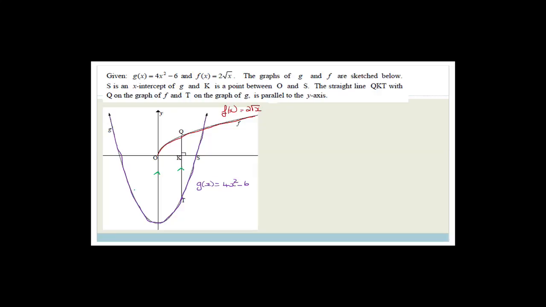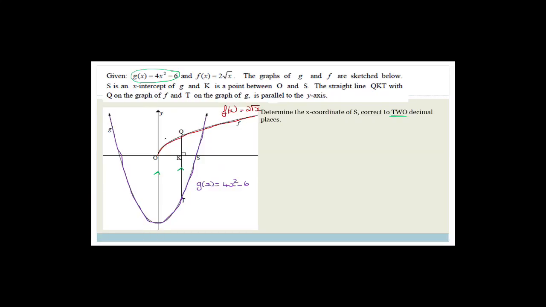Okay, now let's see what they ask us. First thing they say is determine the coordinates of S correct to two decimal places. They want to know where this cuts the x-axis. Do you agree? So as soon as you know that you need to find something to two decimal places, if this was a normal trinomial, I would say we're going to use the quadratic formula, but in fact, this is not a normal one, so we can just solve.